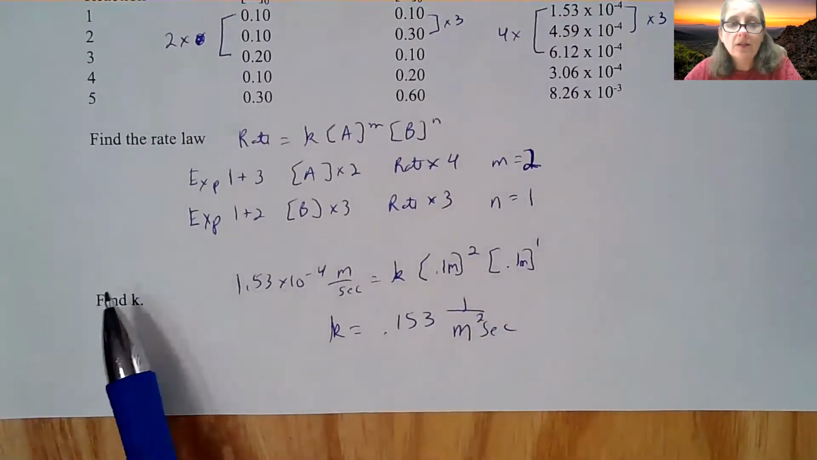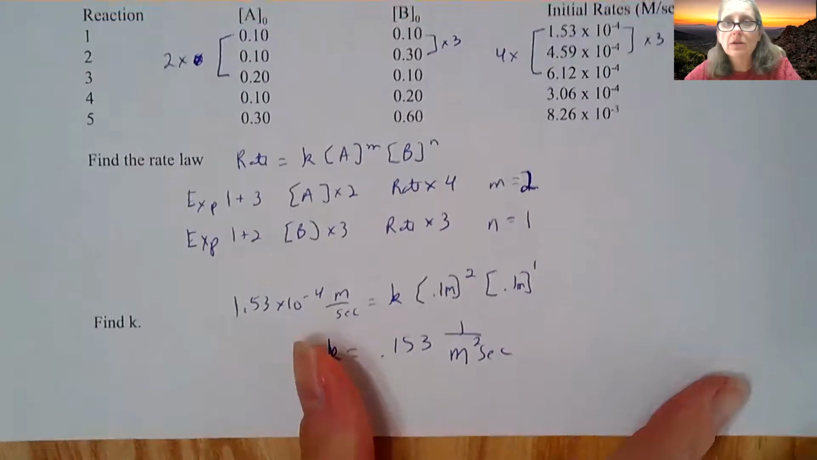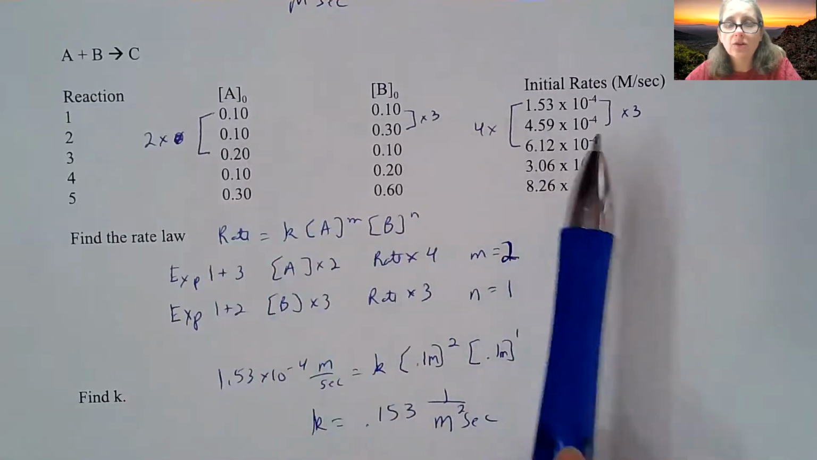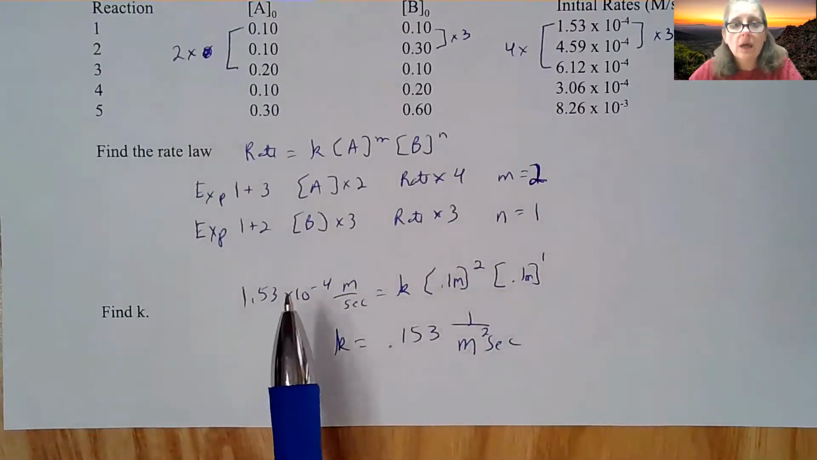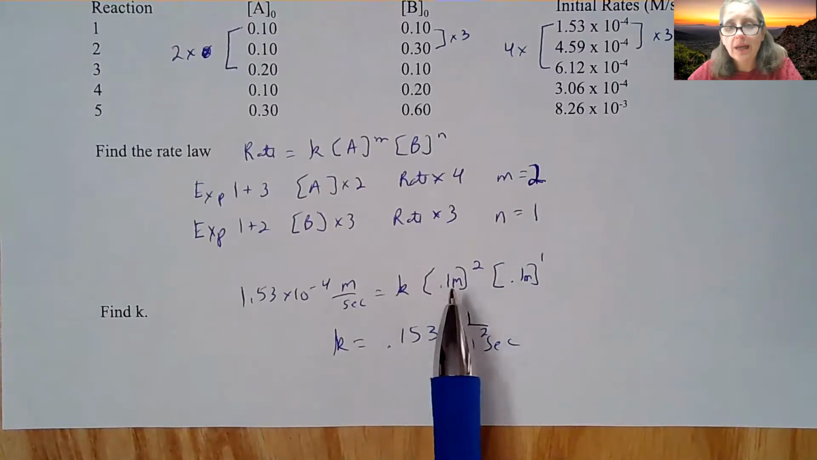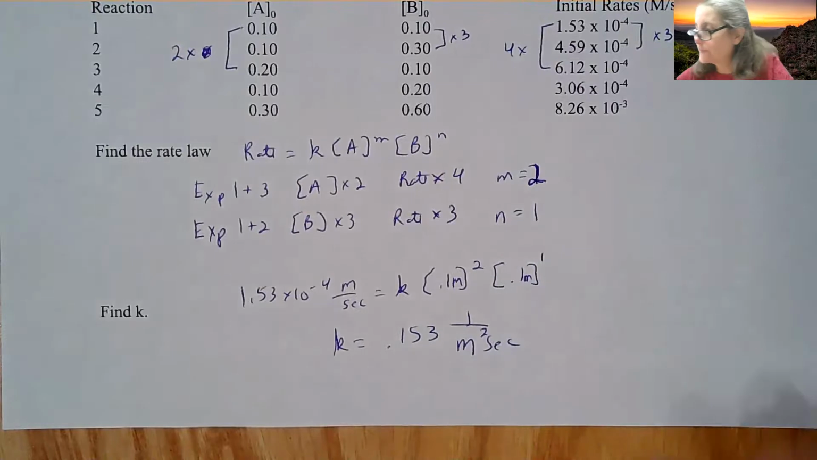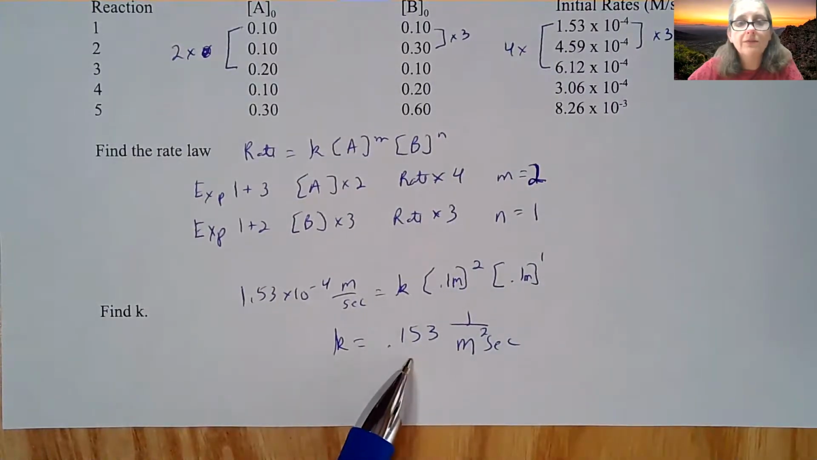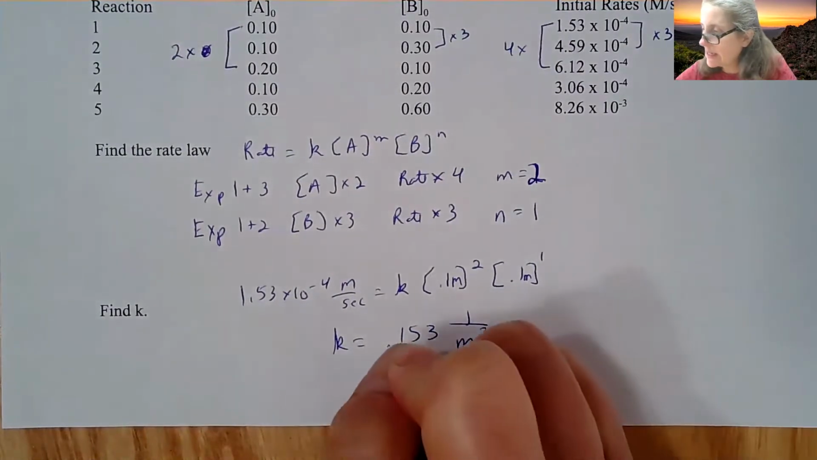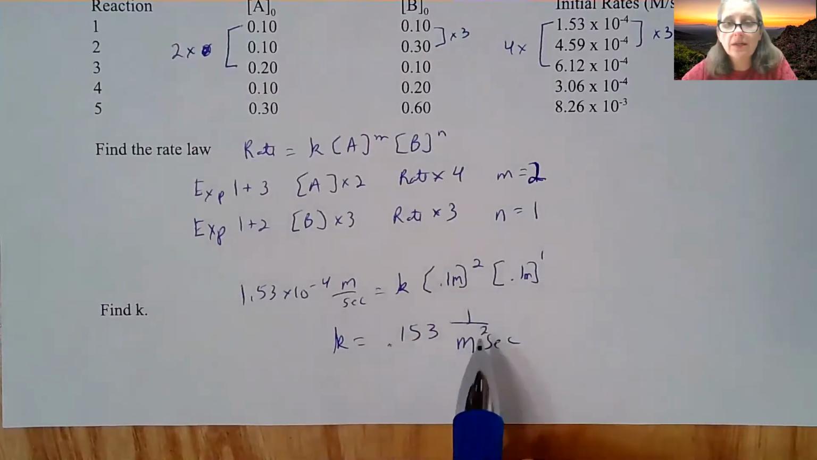So again, finding your K with units, always use the first example, your first experiment up there, so it agrees with my answer key. So here's my rate is equal to K times 0.1 molar squared, 0.1 molar to the first, and I get 0.153 mathematically. And again, the overall is 3 here, so it's 1 over molarity squared seconds.